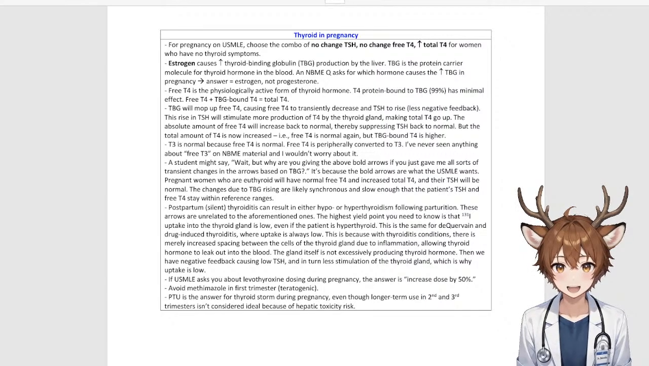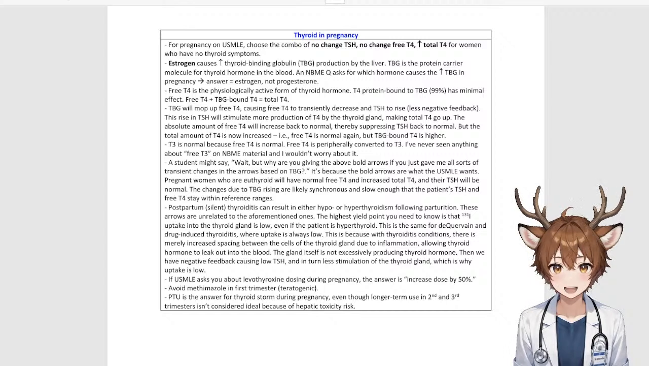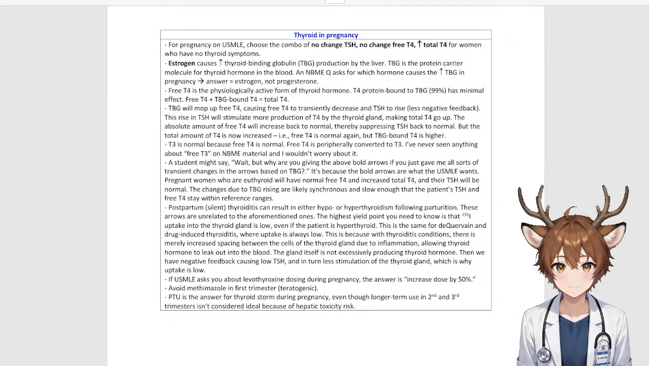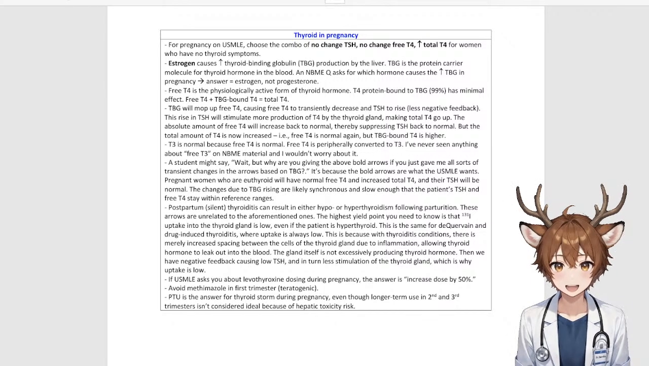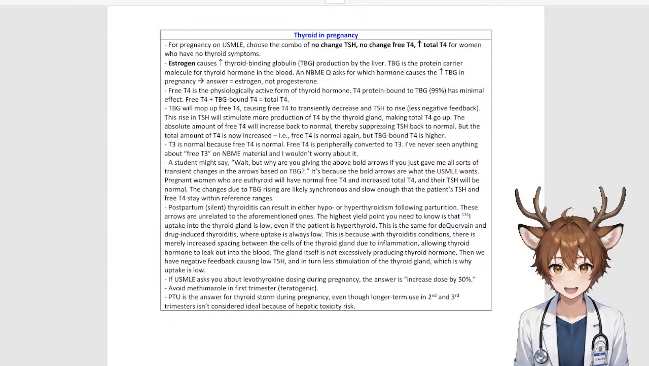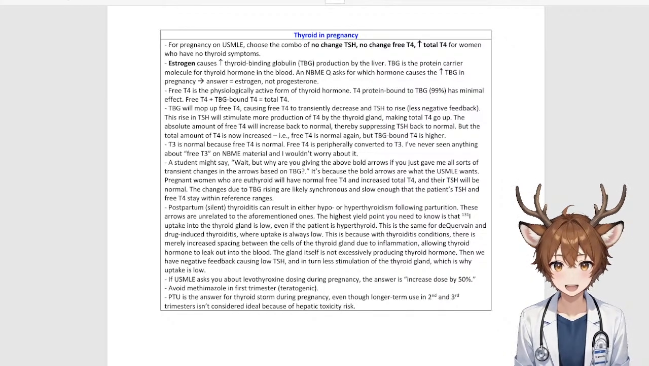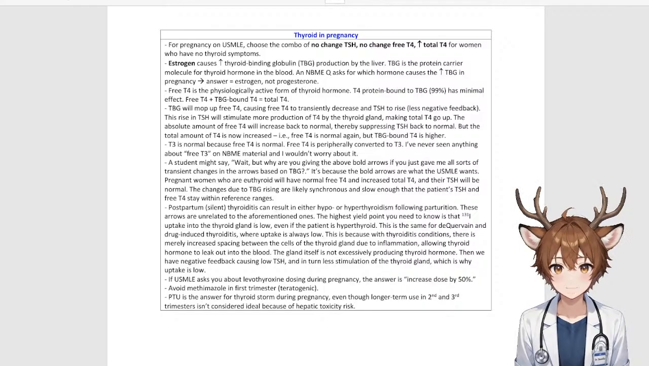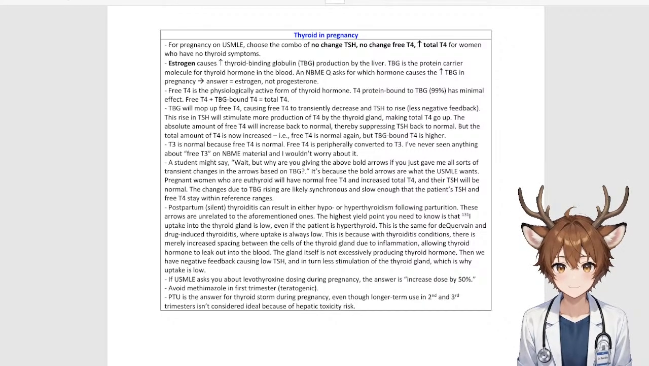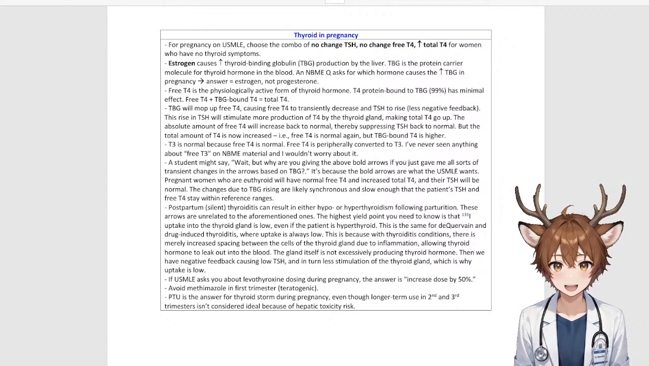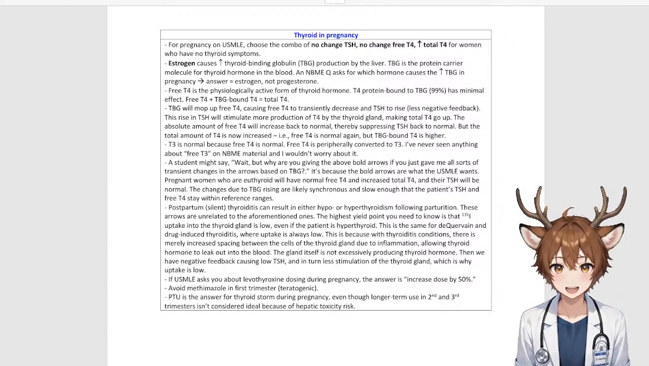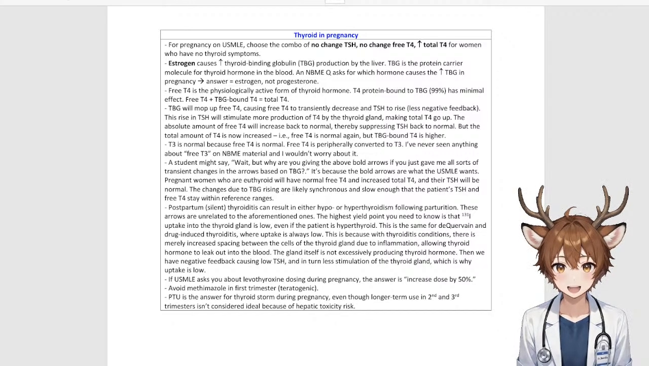TBG will mop up free T4, causing the free T4 to transiently decrease and TSH to rise, with less negative feedback. This rise in TSH will stimulate more production of T4 by the thyroid gland, making the total T4 go up. The absolute amount of free T4 will increase back to normal, thereby suppressing TSH back to normal. But the total amount of T4 is now increased. That is to say, free T4 is normal again, but TBG-bound T4 is higher.